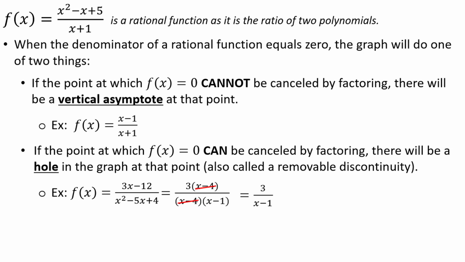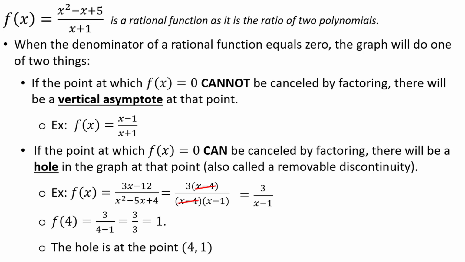That means that the graph has a hole, sometimes called a removable discontinuity, at x equals 4. To find out where the hole is, plug in x equals 4 into the simplified expression. We get 3 divided by 4 minus 1, which is 3 over 3, or just simply 1. So the point (4, 1) will be a hole in the graph.